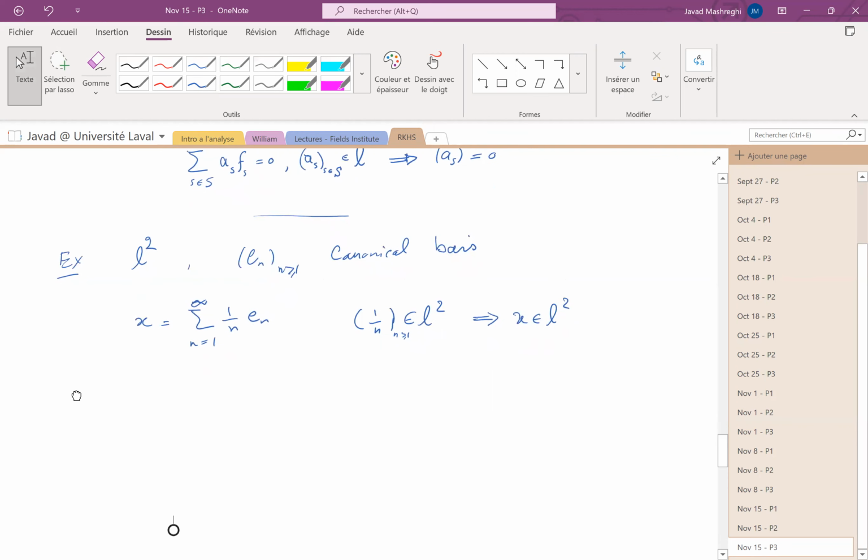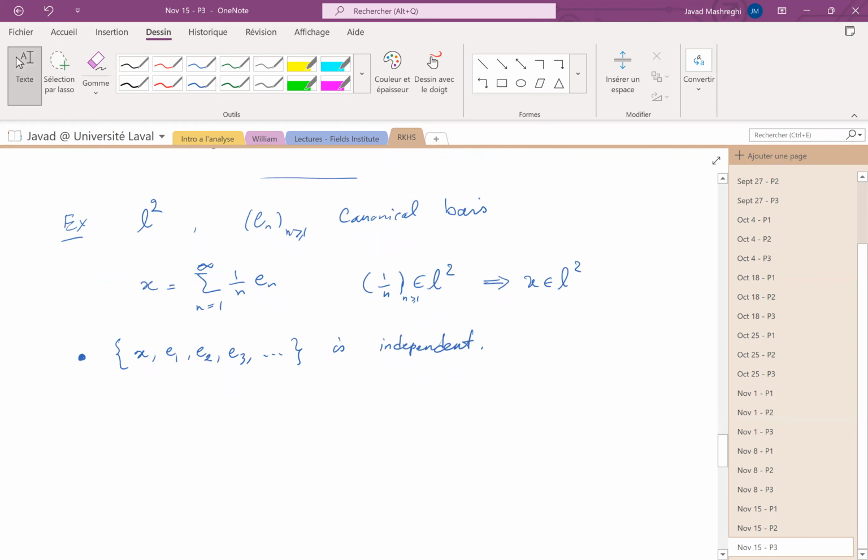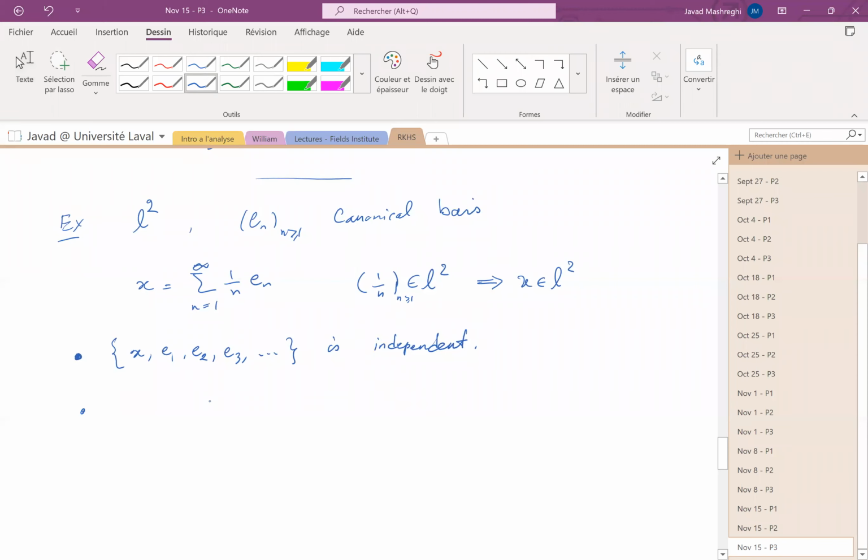Now, first claim. The set X, E1, E2, E3, and so on, is independent. And the second claim is that the same thing is not L2 independent.